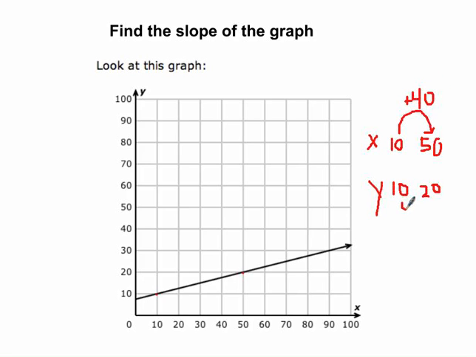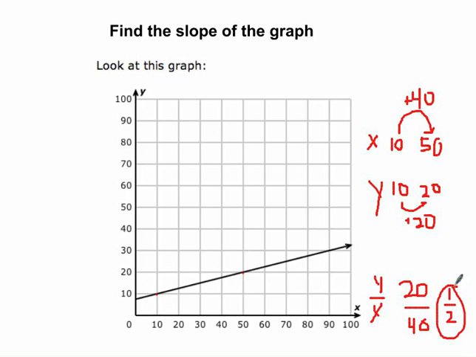And the y is only increasing by 20. You'll often see slope expressed as change in y over change in x, but we're looking for every increase of 1 in the x, how much is y increasing? Right now we're at 20 to 40, which can be simplified as 1/2. So the slope in this graph is 1/2.